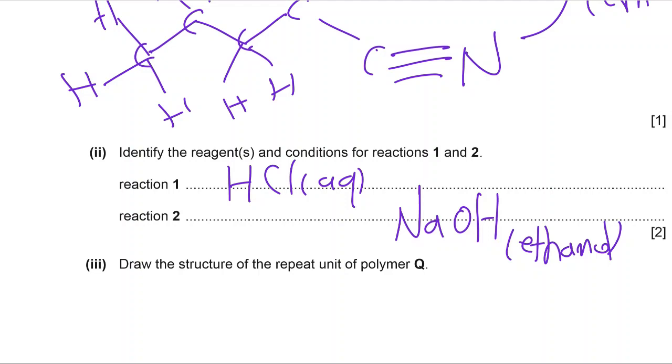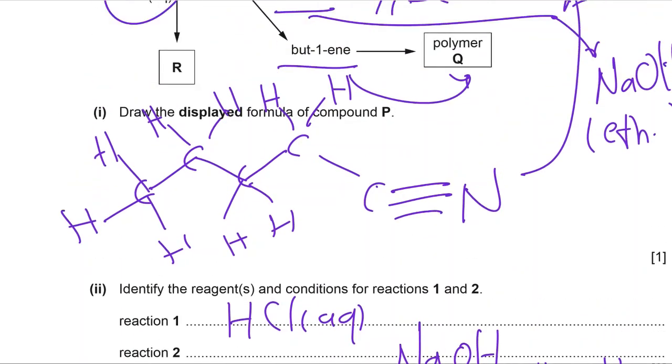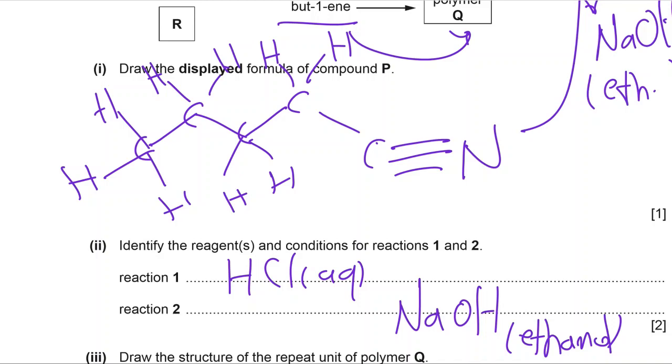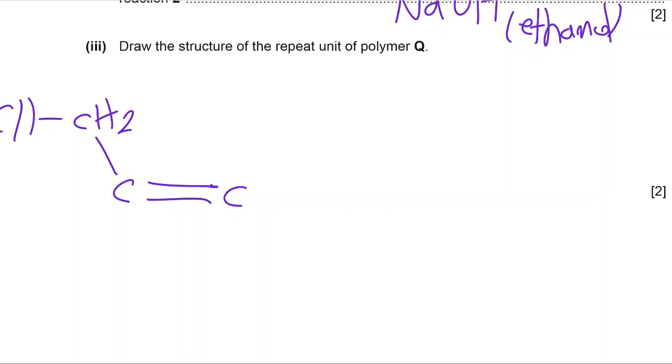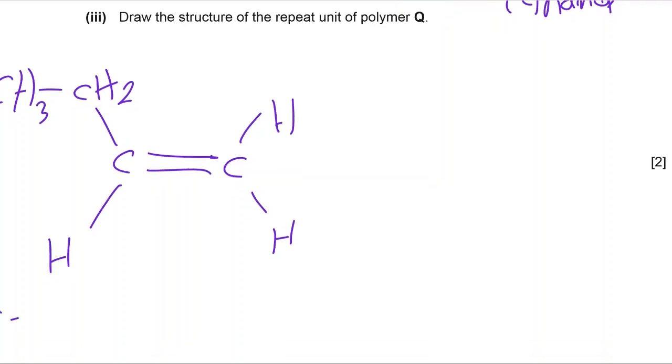Draw the structure of the repeat unit of polymer Q. First of all, you need to draw a butene, and it's 1-butene. Here we have two carbons, CH2, CH3, with hydrogen here, hydrogen here, and hydrogen here. This compound is 1-butene.